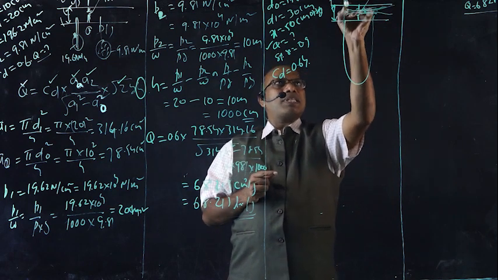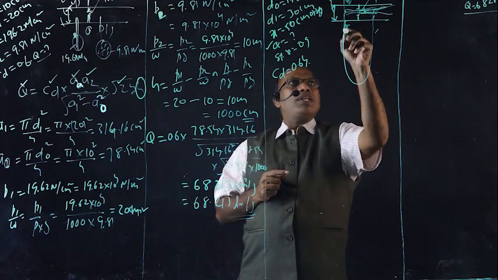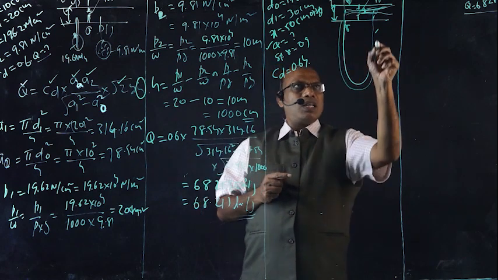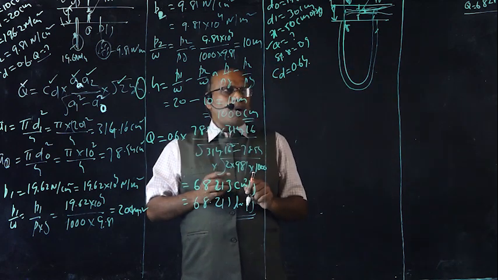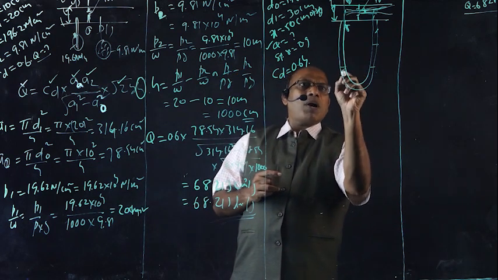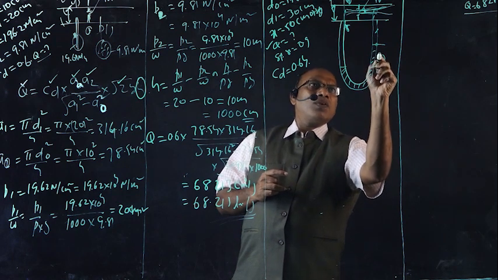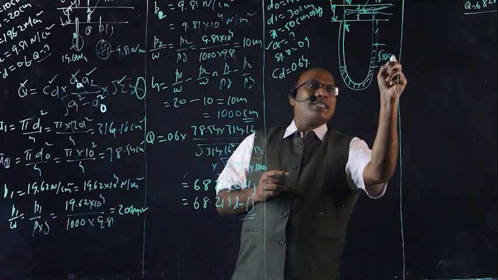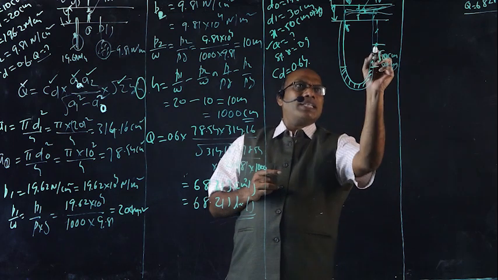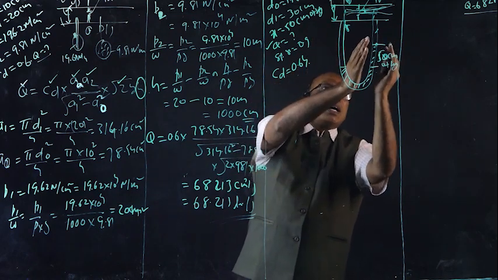Right, this is the upstream side, this is the downstream side, or this is section 1.1, this is section 2.2. Here the manometer reading is given, that is 50 centimeters of Hg. Manometer reading is the level difference between the left side limb and right side limb.